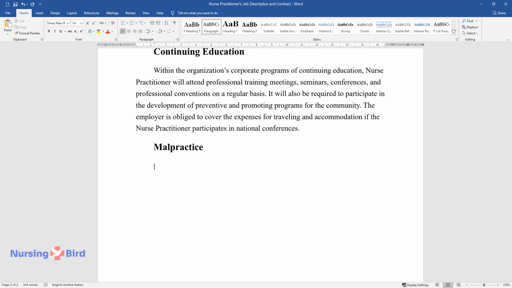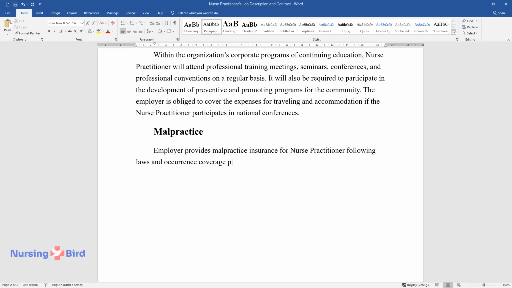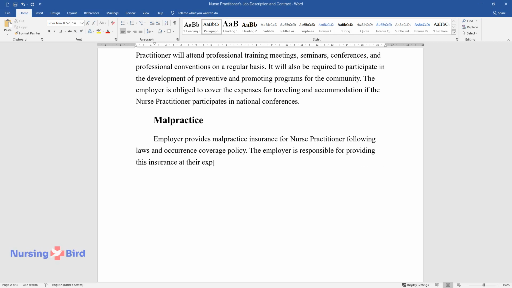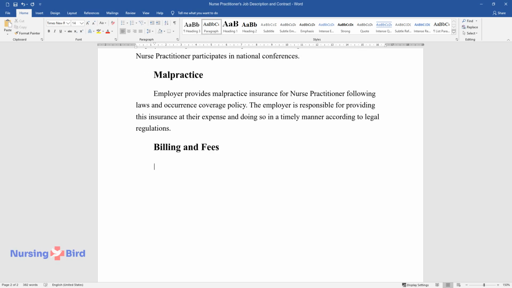Malpractice. Employer provides malpractice insurance for nurse practitioner following laws and occurrence coverage policy. The employer is responsible for providing this insurance at their expense and doing so in a timely manner according to legal regulations.